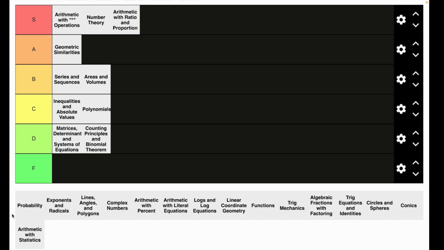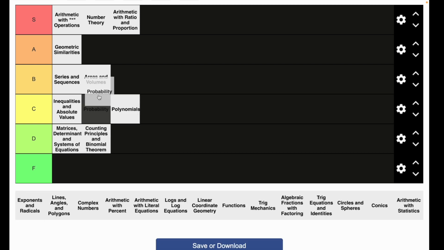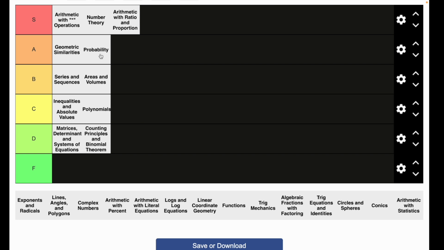But I think the math team actually does a really good job of it. A lot of the categories I think they make too difficult. Probability, I don't think they do. People may disagree with me on that, but I actually am going to put probability up in A tier.